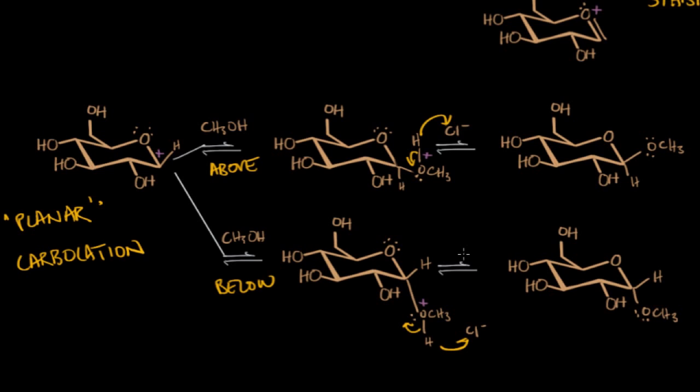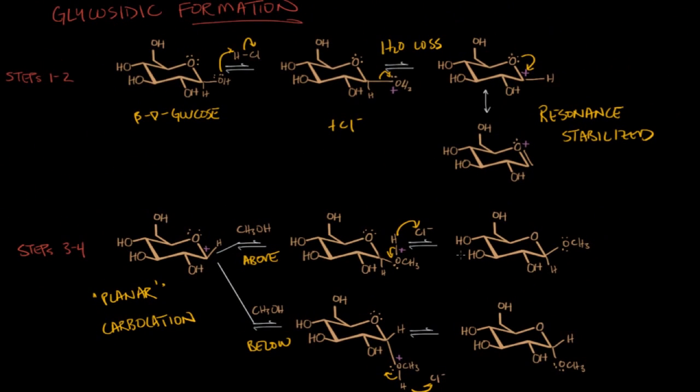And that oxygen loses its positive charge, and we end up with our products. Now, the planar carbocation nature of that intermediate product allowed the alcohol group to attack from above or below, and what that means is that our glycoside, just like our carbohydrate, formed two different anomers, the beta anomer and the alpha anomer. Our glycoside does the same thing.